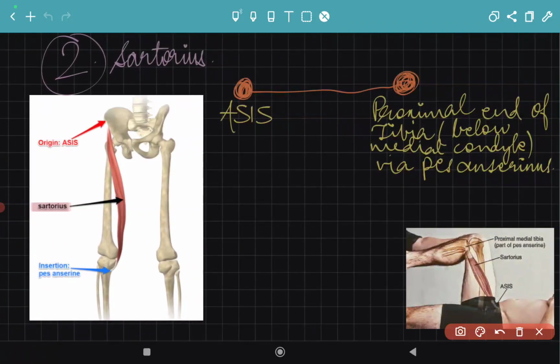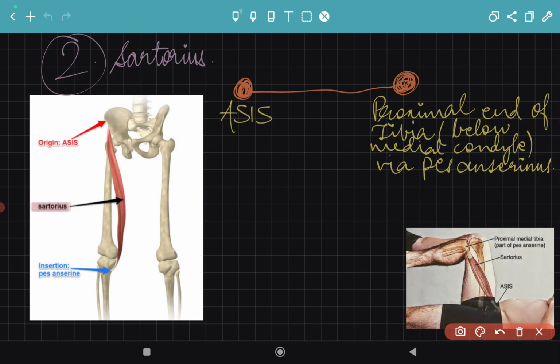Now the next comes the sartorius. So from where it originates and where it goes and inserts. So it originates, as can be seen in this diagram, from the ASIS, anterior superior iliac spine, travels this way and inserts at the proximal end of tibia. That too below this medial tibial condyle. And be seen over here, this is the point of insertion and this is the medial condyle of tibia somewhere here. So it comes and inserts at the proximal end of tibia below medial condyle of tibia.